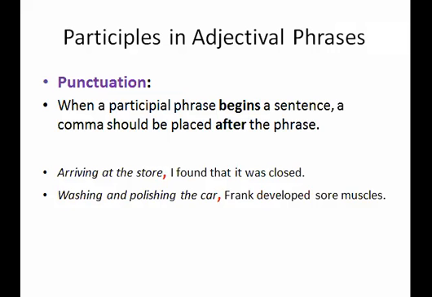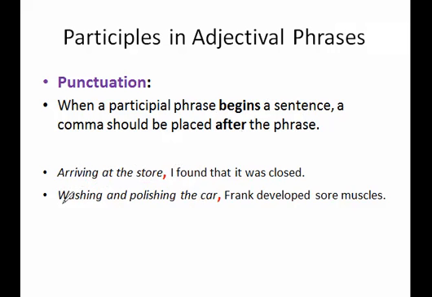adjectival phrase. When a participle phrase begins a sentence, a comma should be placed after the phrase. For example, arriving at the store, comma, I found that it was closed. Arriving at the store is the adjectival phrase, which is describing I, and in this phrase, arriving is the participle. What did I do? I was arriving at the store.